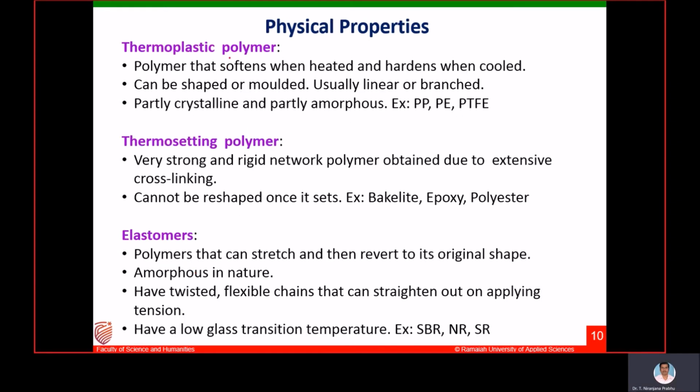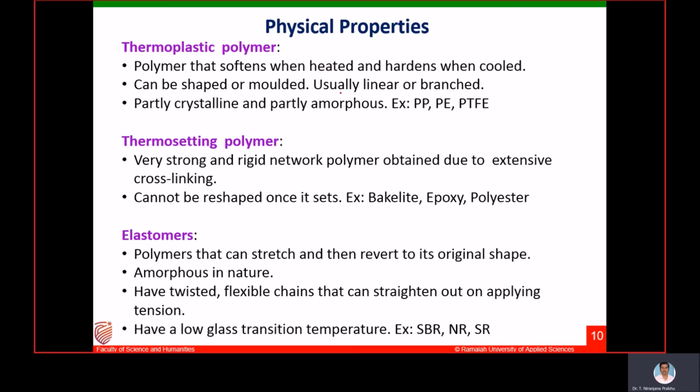Further getting into these classifications, thermoplastic polymer is said. What is this thermoplastic polymer? A polymer that softens when heated and hardens when cooled. It can be shaped or molded several times. That means this heating and cooling reshaping process can be repeated. So such kind of polymers are called thermoplastic polymers.